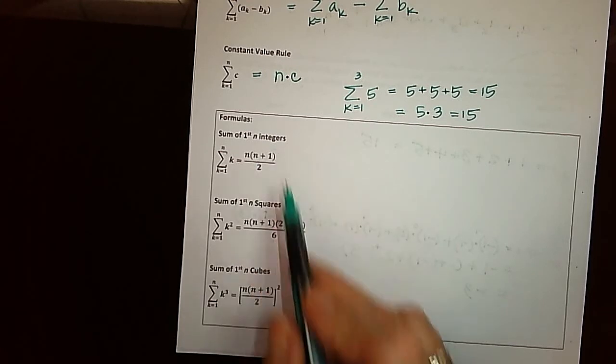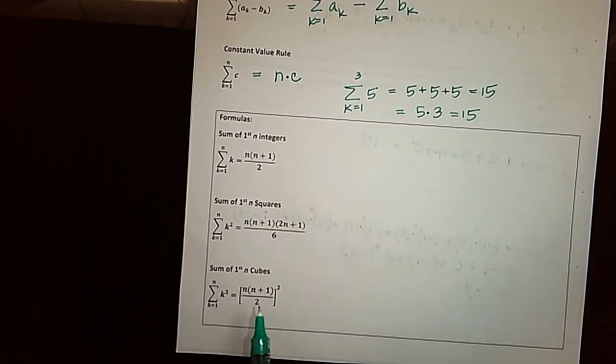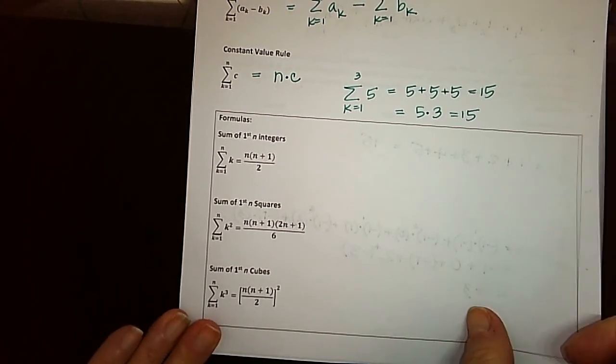So these three formulas are going to be used when we come up with the formula to find the exact area under a curve. All right?